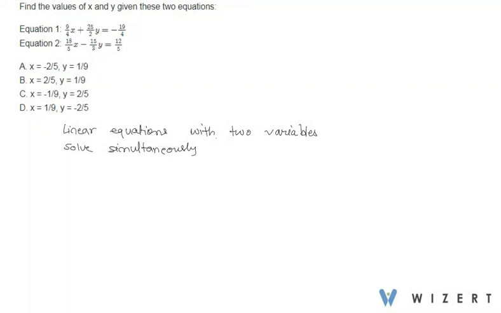So let's use the elimination method. Now look at the coefficients of equation 1 and equation 2. This is 9 by 4, this is 18 by 5. In order for x's coefficient to be equal, we'll have to multiply the first equation with 4 into 6, 24.